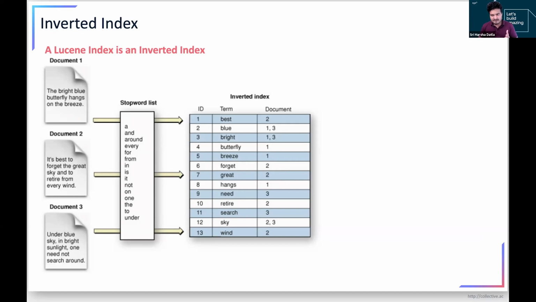Now, when you ask, give me documents where blue or best is contained, in that case it's easy for me. I'll divide the words that you're giving me in the query. Okay, blue: where does blue exist? Blue exists in 1 and 3. Okay, those are done. Then what about best? Best exists in 2. So I will return you documents 1, 2, 3.